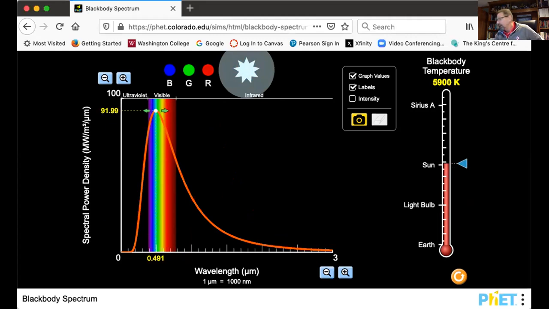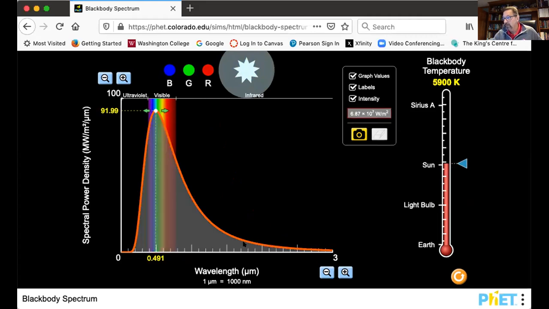One other thing that we can do with this little simulation is I can use the Stefan-Boltzmann law to find the area under the curve, and it's printed out over here.